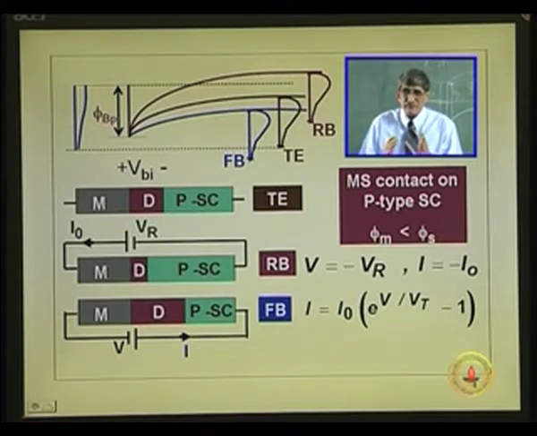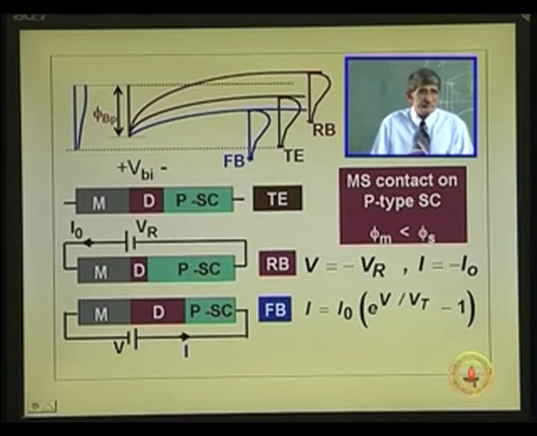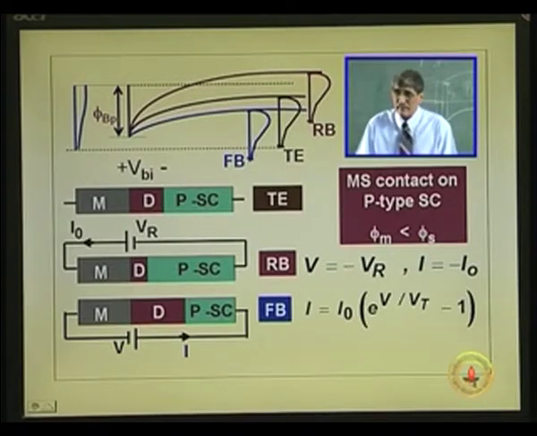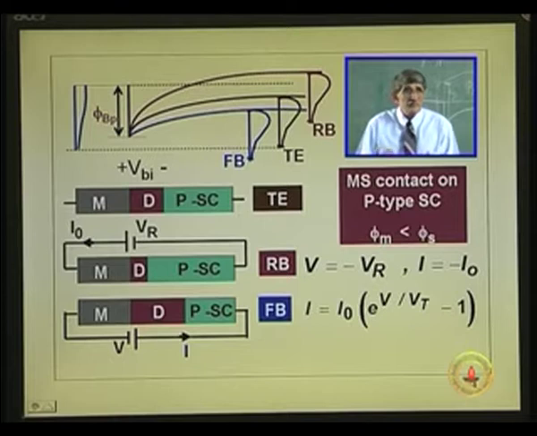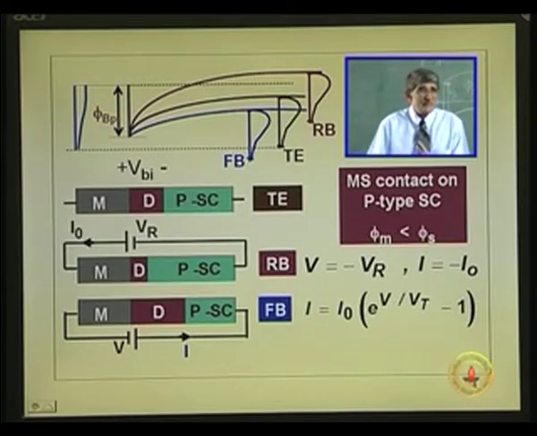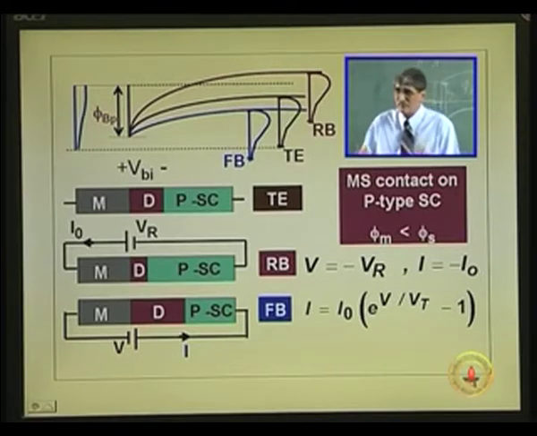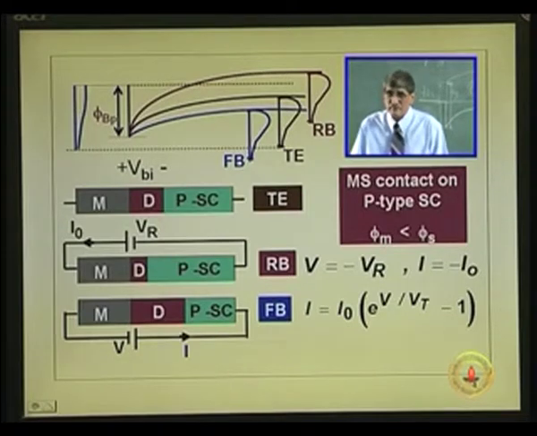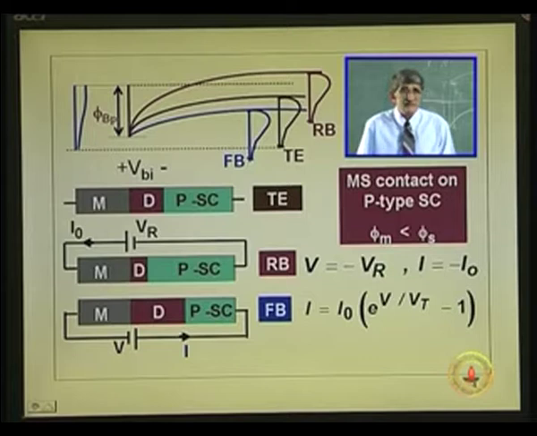In the case of metal n type semiconductor, in the forward bias case current is from metal to semiconductor, just like p n junction, p to n. In the case of p type semiconductor, current is from p to metal, like a p n junction. Okay. These are the things to remember. The equation is the same, I naught into e to power V by V t minus 1, forward bias case. Reverse bias is I naught.